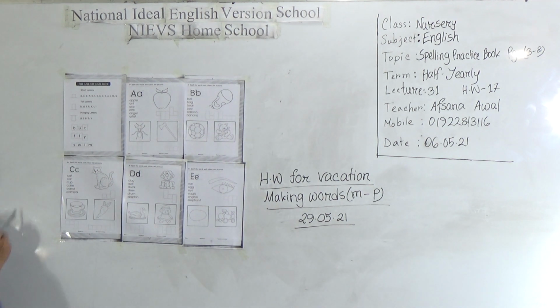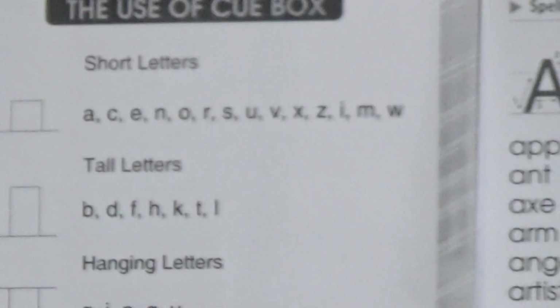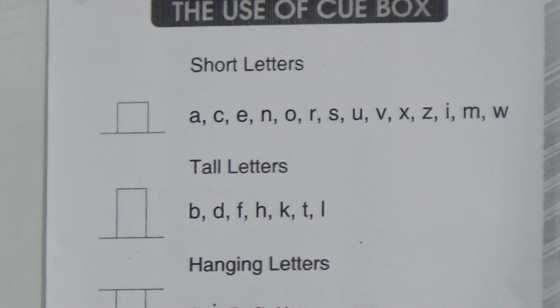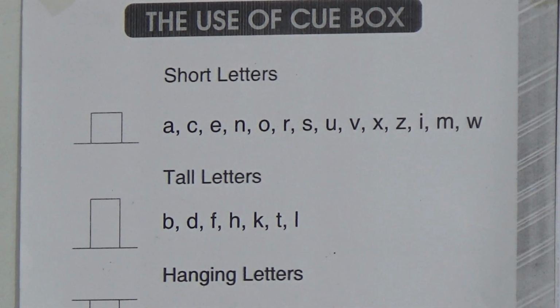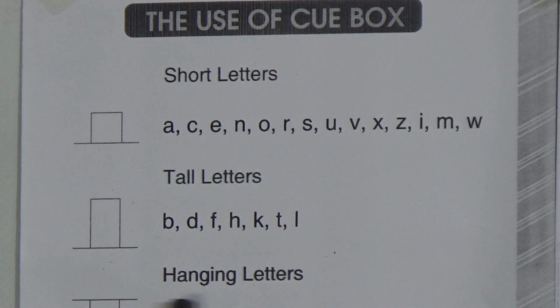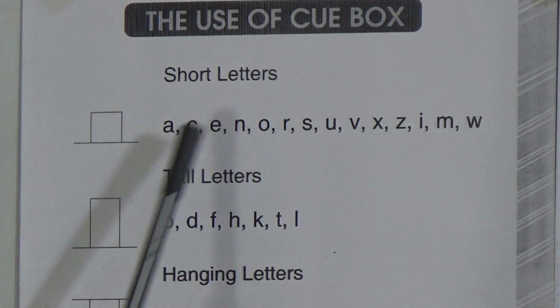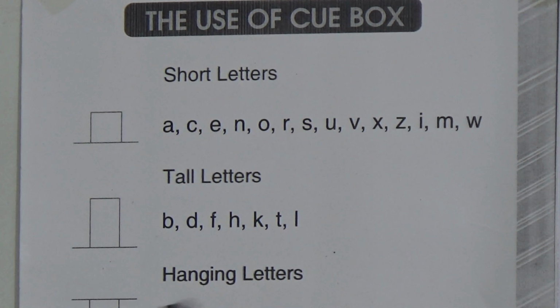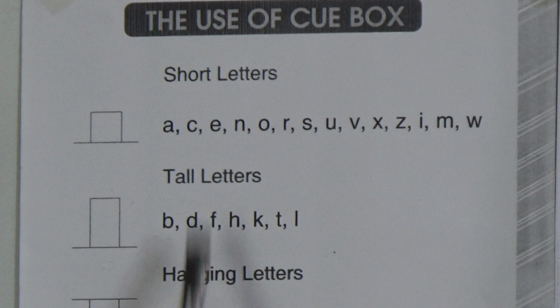Just look, this is page number 3. At first, look at the use of the cue box. We know that there are 26 letters in the English alphabet. Some are short letters, some are tall letters, and some are called hanging letters. If we write them in small letters, we can divide them into three types: short letters, tall letters, and hanging letters.